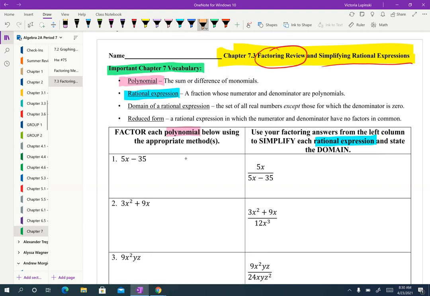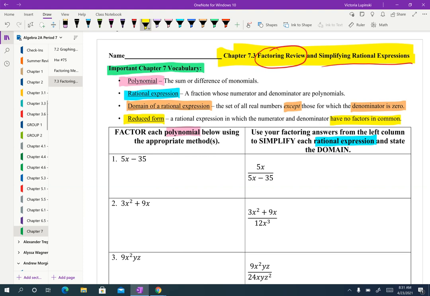A rational expression is a fraction whose numerator and denominator are polynomials. I am going to ask you for the domain of a rational expression, which means all the real numbers except for those that make the denominator 0. I know that we're used to giving domain in interval notation, but because there are often a lot of restrictions in these problems, I'm going to show you a little shortcut. And then finally, the thing that you are most trying to do is put a rational expression into what's called reduced form. That is when you have canceled out any common factors to the top and bottom, and the numerator and denominator no longer have any factors in common.